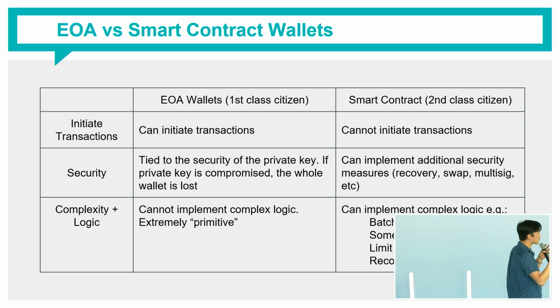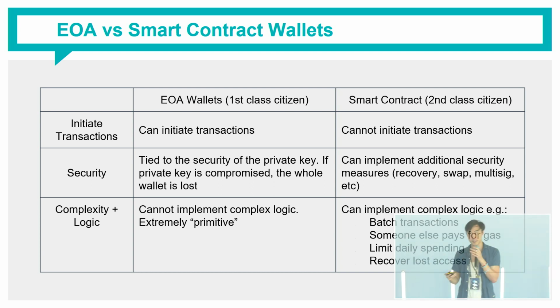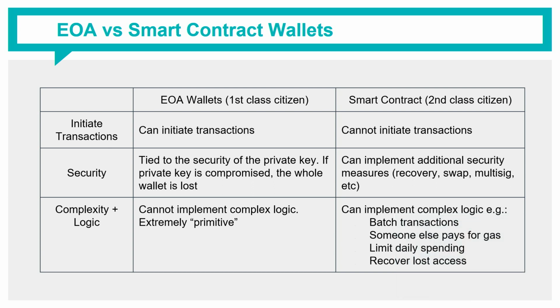Now, the difference between these two is actually quite important. On the protocol level, externally owned accounts are what is known as first-class citizens, right? They can do everything. They can initiate transactions, they can have a balance, et cetera, et cetera. Whereas smart contract wallets, they're second-class citizens. They don't have all the rights. They actually cannot initiate transactions.